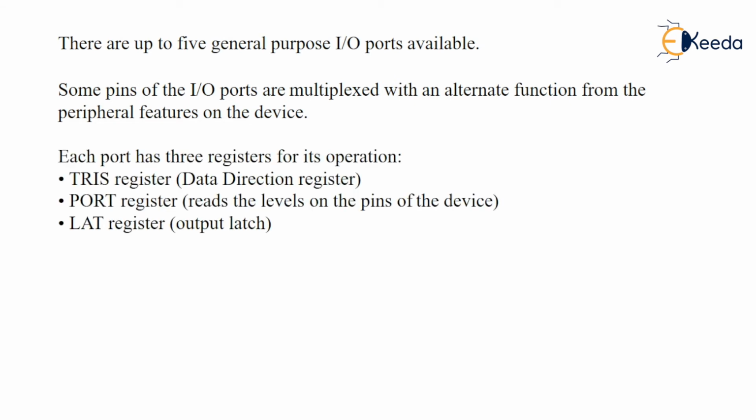Each port has 3 registers for its operation. TRIS register, the data direction register; PORT register, which reads the level on the pins of the device. Level means it is high or low. Then LAT register, the output latch register. We cannot directly send the data through the port. First of all, we have to latch that data into the latch register, and then we send the data through the port.